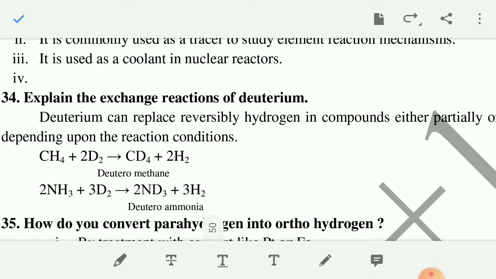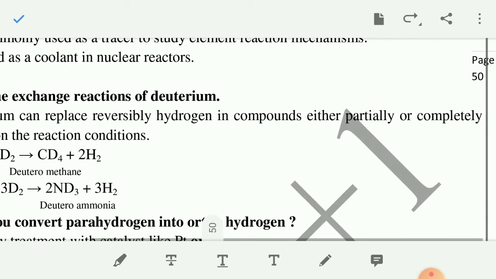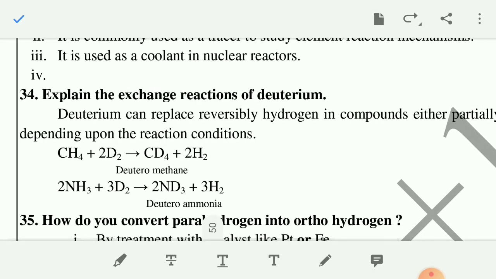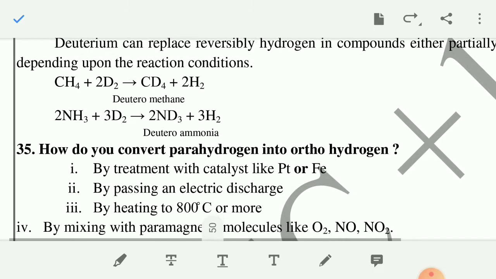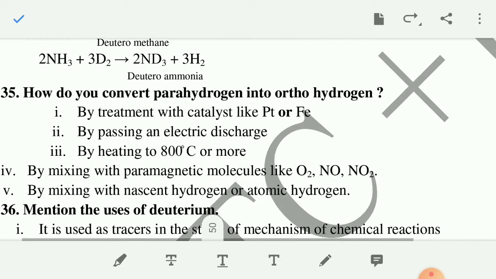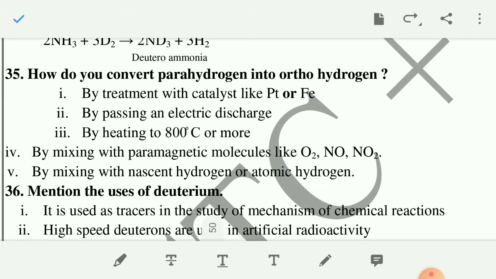One more example: 2NH3 plus 3D2. Here ammonia reacts with deuterium, and the hydrogen is replaced by deuterium to form deuterated ammonia: 2ND3 plus 3H2. So deuterium can replace hydrogen in compounds either partially or completely depending upon the reaction condition, and this is called the exchange reaction of deuterium.